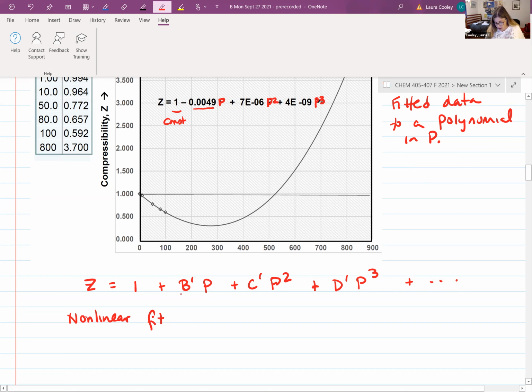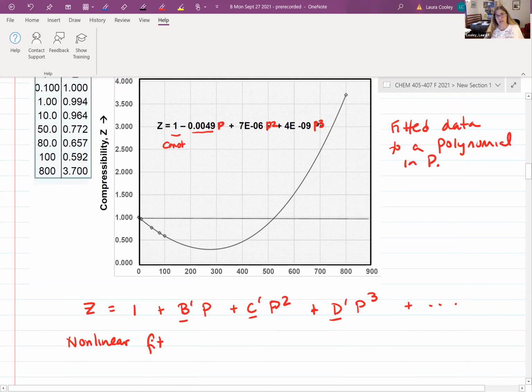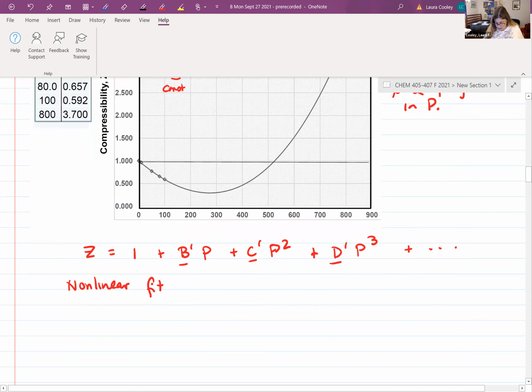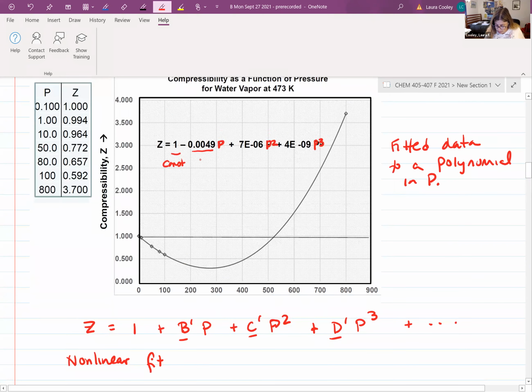So you would actually find these coefficients that lead to the best agreement, in the sense of minimizing that chi-squared, the sum of the squares of the differences between the points and the fitted curve. So if you remember now, and we have numbers here, right? Our B prime is negative 0.0049 for this set of data. C prime would be 7 times 10 to the negative 6, D prime 4 times 10 to the minus 9.